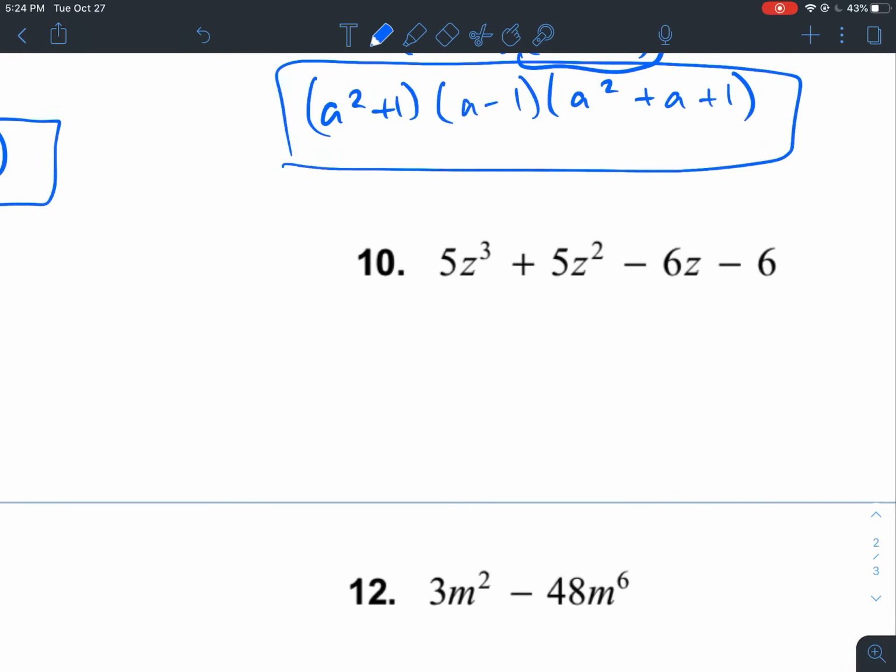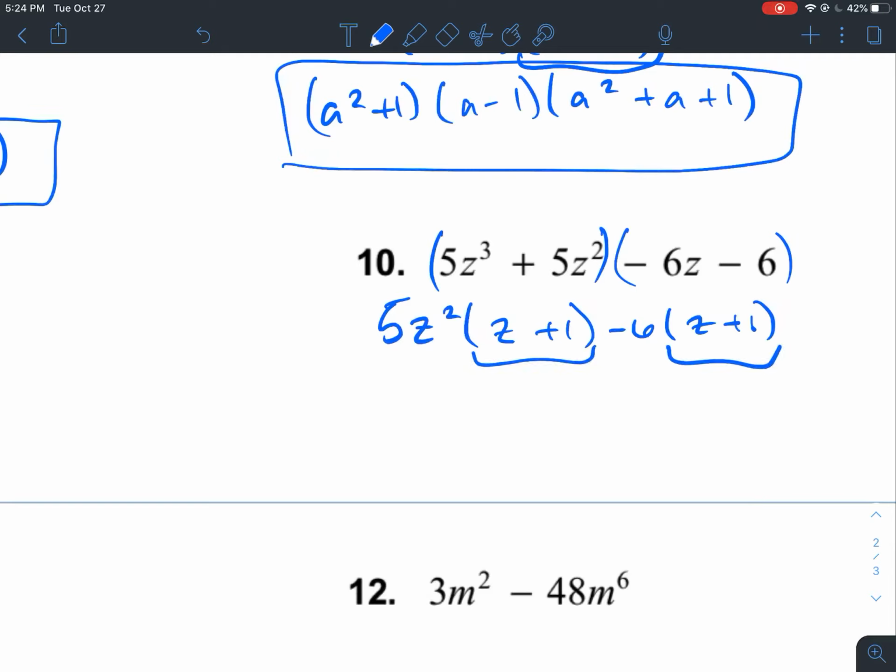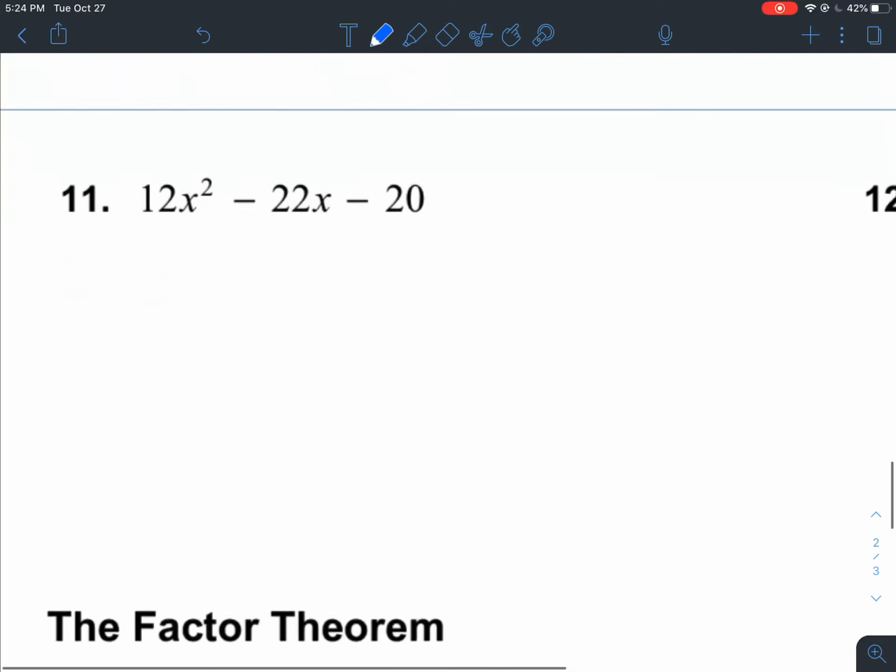For number 10, so 4 terms, so again I'll factor by grouping. So right there I can take out a z squared. I can take out a 5z squared actually. And I'll be left with z plus 1. And right here, factor out a minus 6, and I'll have a z plus 1. So I have a common binomial factor of z plus 1. If I factor that out, I'll be left with 5z squared minus 6. And I think that's all I can do for that one. Let's go to the next page for number 11.